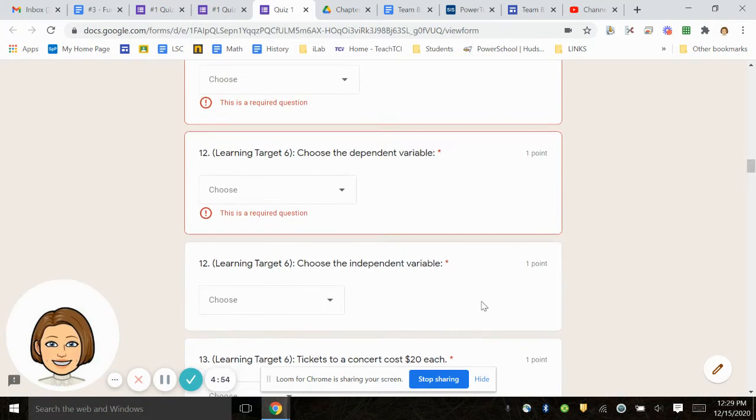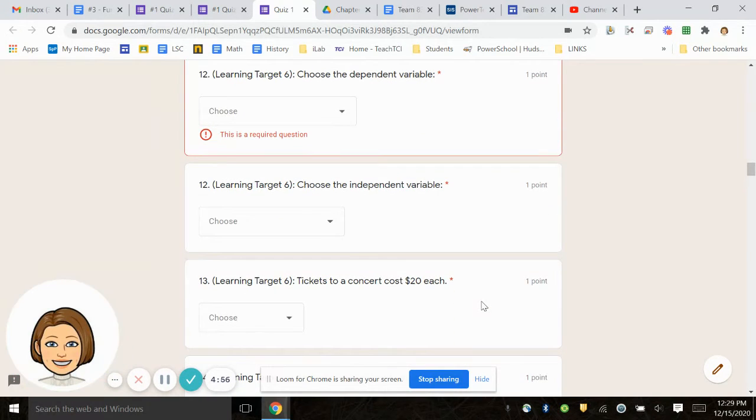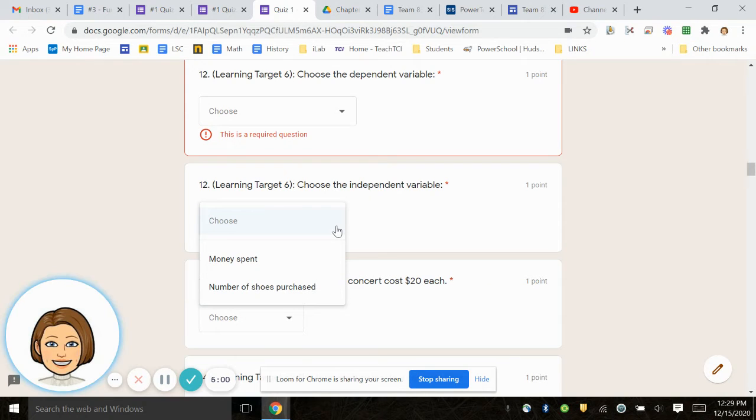Number 12, these are numbered funny. Number 12, choose the independent variable. Money spent or number of shoes purchased? Which one has to come first?